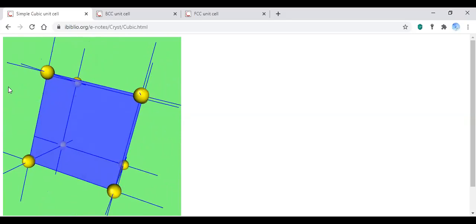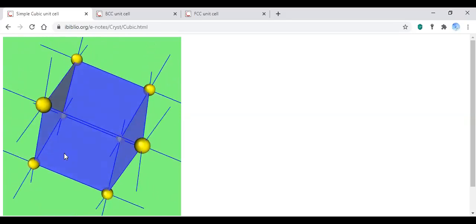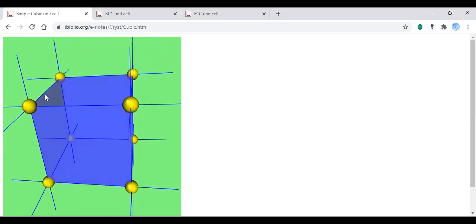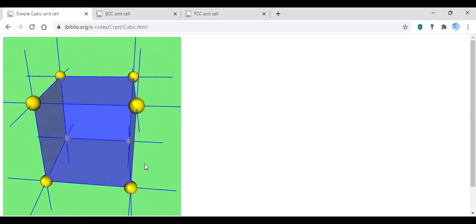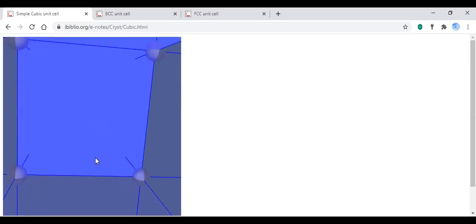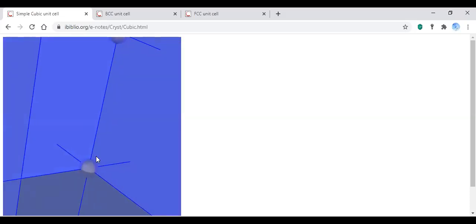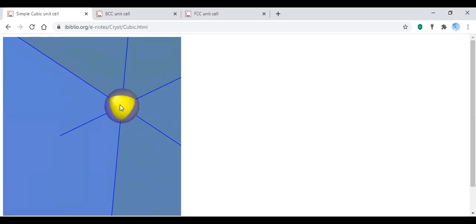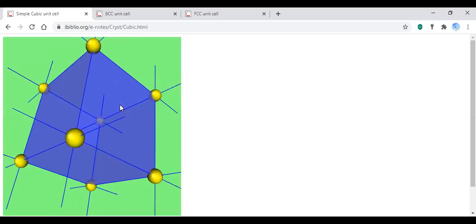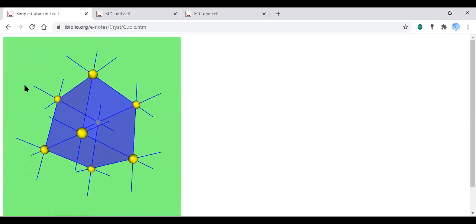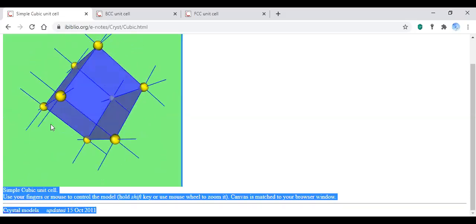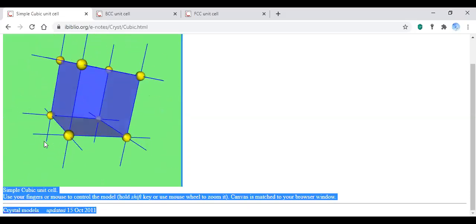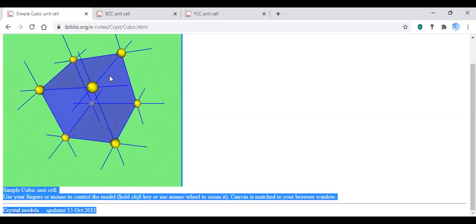Like that, if you place all the possible unit cells, each corner particle will be shared by 8 unit cells. Hence, in the cell, each corner particle's 1 by 8 portion is present. If you take any corner, 1 by 8 portion is present. The remaining is shared by the neighboring unit cells. And each corner particle's contribution per unit cell is going to be 1 by 8 for a simple cubic system. Hope this 3D diagram is clear for you.